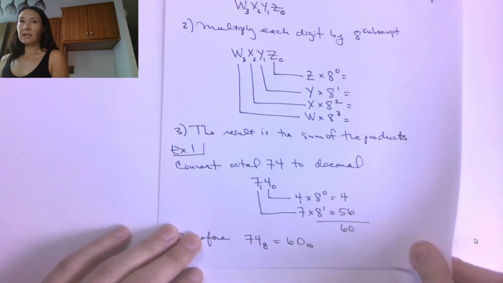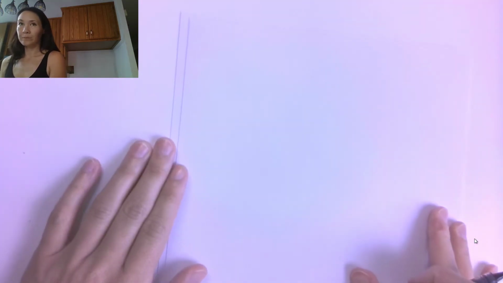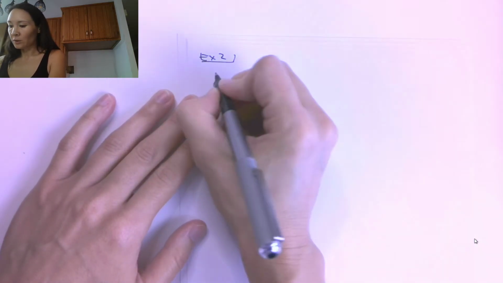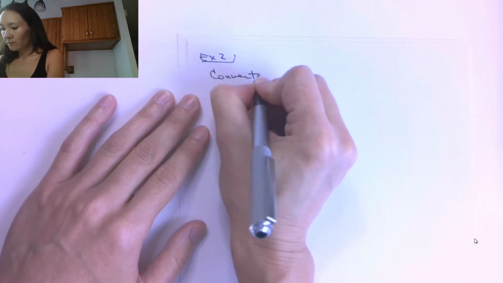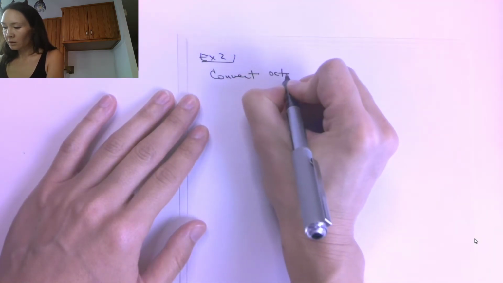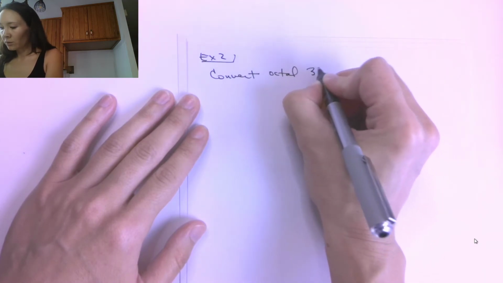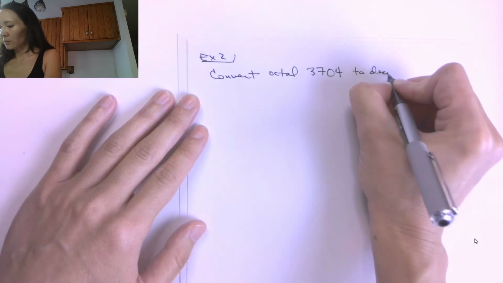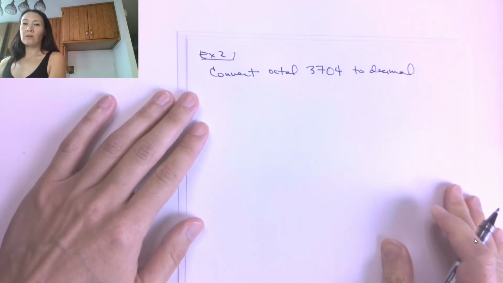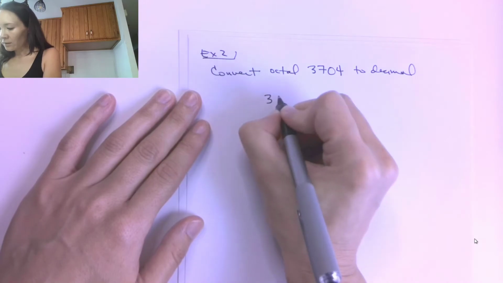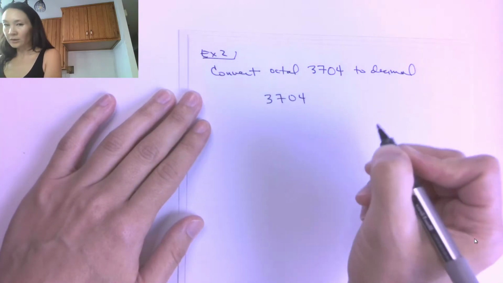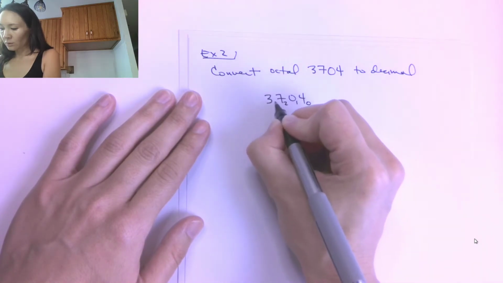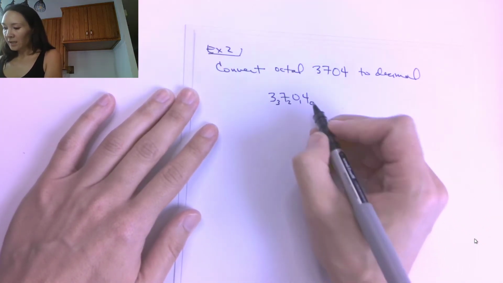Let's look at a second example. Example 2, what if we convert octal 3704 to decimal? Okay, so we follow the same steps. We write out our number. This is our octal number. We put in our placeholder subscripts 0, 1, 2, 3, and then we take each digit.